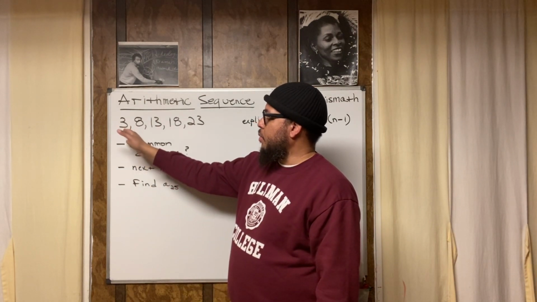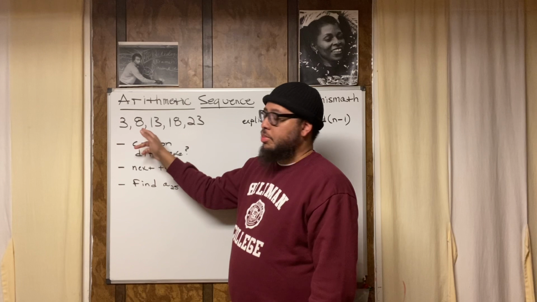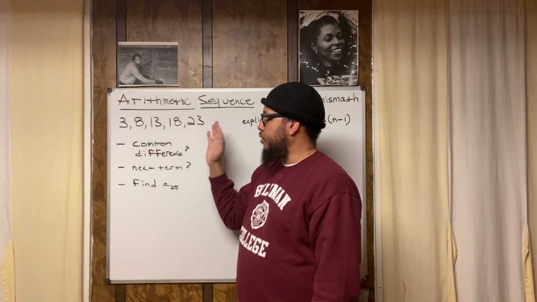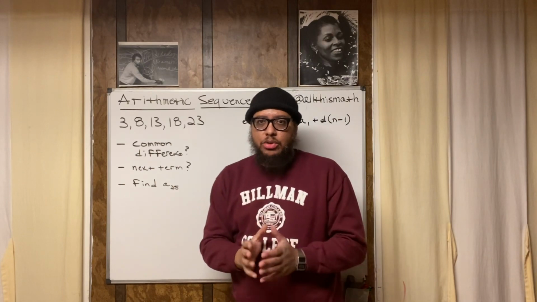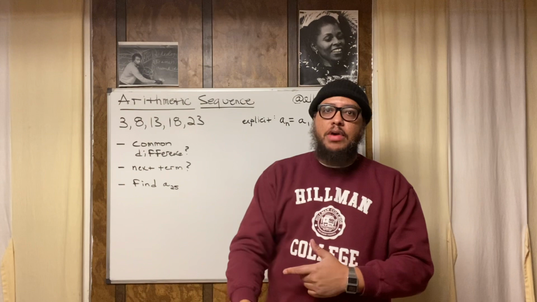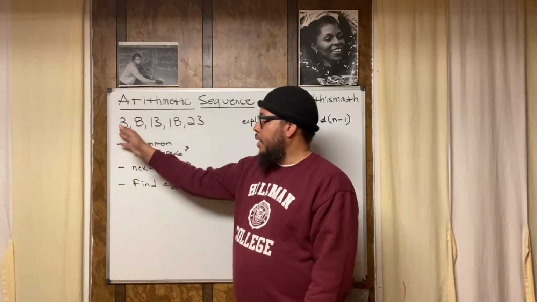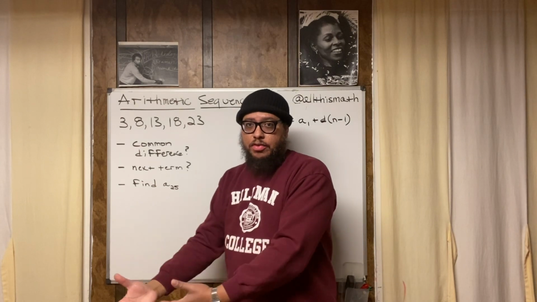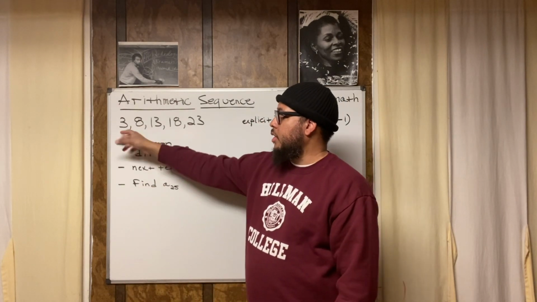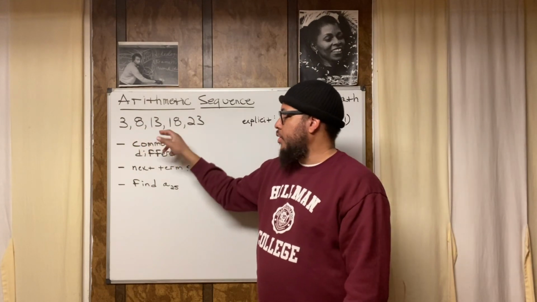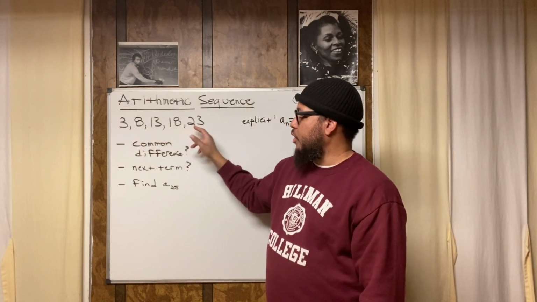So there's 3 plus 5 gives you 8. 8 plus 5 gives you 13. 13 plus 5 gives you 18. 18 plus 5 gives you 23. That's a constant value. 5 every time. Plus 5, plus 5, plus 5, plus 5. That's a common difference. That's what these different pairs of numbers have in common. That's why it's called a common difference. And that's the difference between these numbers. The difference between 3 and 8 is 5. 8 and 13 is 5. 13 and 18 is 5. 18 and 23 is 5.